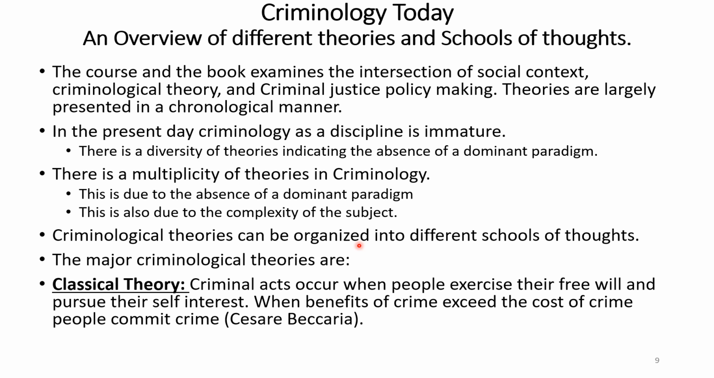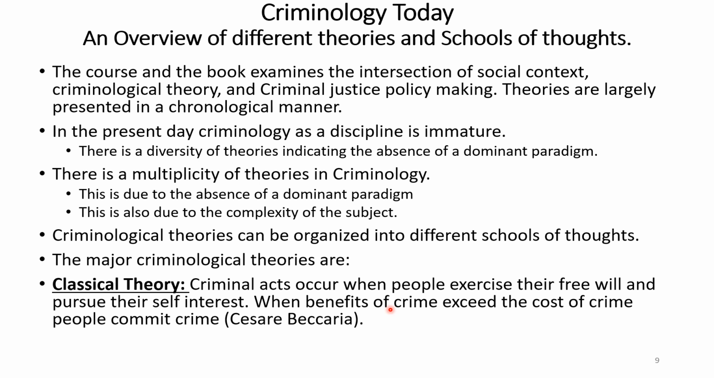Criminological theories are organized into different schools of thought. One of the most important theories is the classical theory of crime. It is based on the writings of Cesare Beccaria. The theory is rooted in the age of enlightenment and the vision that human beings are endowed with free will and equal rights. The theory posits that crime occurs when people exercise their free will and pursue their self-interest.